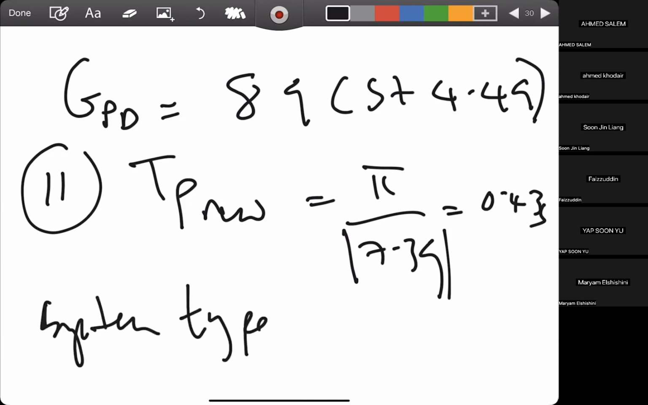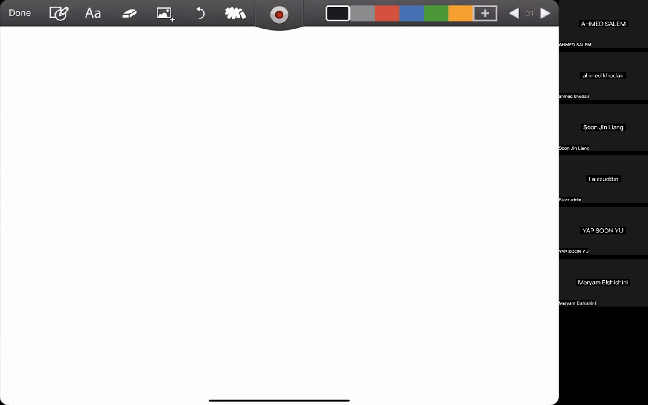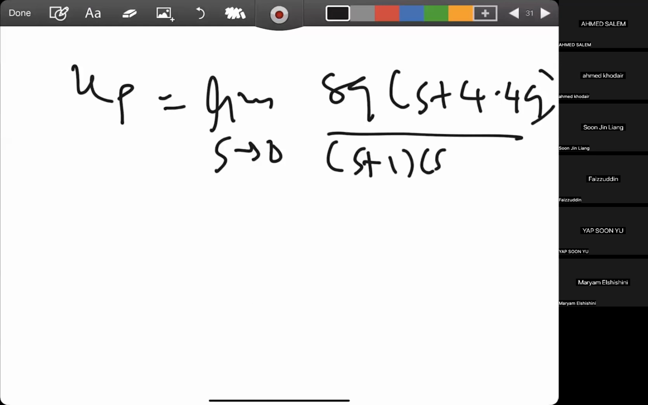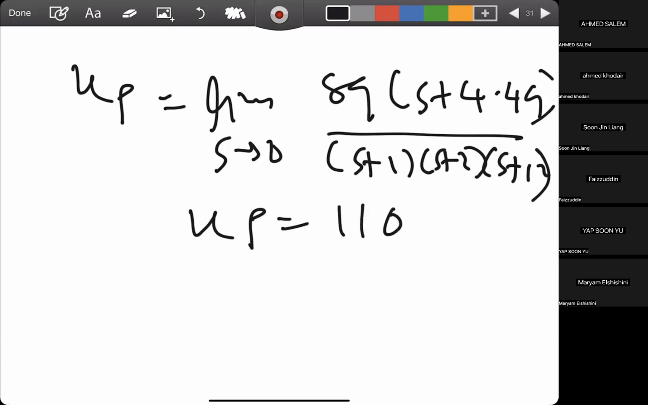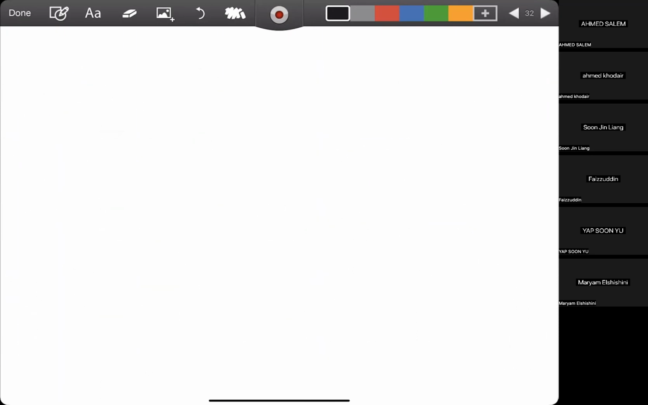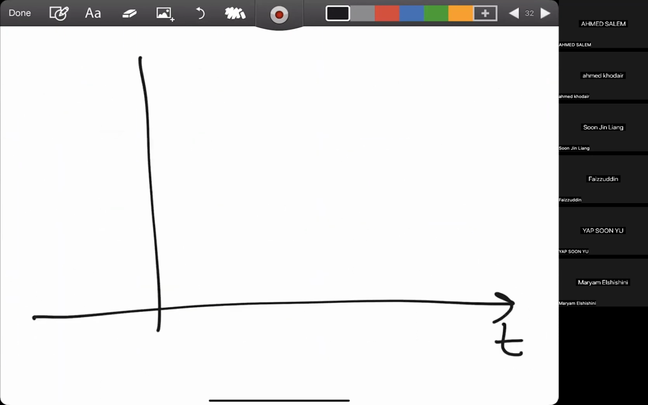And this system is type 0. So you have to calculate the Kp. And the Kp will be the limit as s goes to 0 of 89(s plus 4.49) divided by (s plus 1)(s plus 3)(s plus 12). So Kp is equal to 110.9. So the steady state error will be 1 over 1 plus Kp, 0.009. Almost 0. And then we can plot the shape of the response.